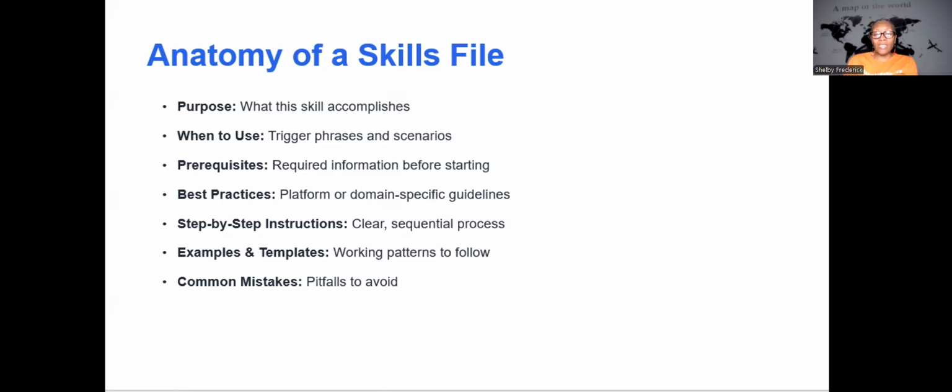When we talk about prerequisites, what is the required information before starting? Because you're not going to have it pull from every time you get into ChatGPT. You can have prerequisites stating that, whenever I come in, to do maybe a midweek newsletter, then you have that specific information inside of that skills file, which is going to trigger it. When we look at best practices, those would be your platform or your domain specific guidelines.